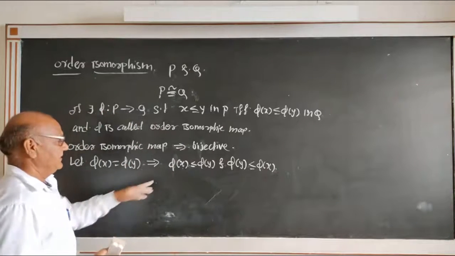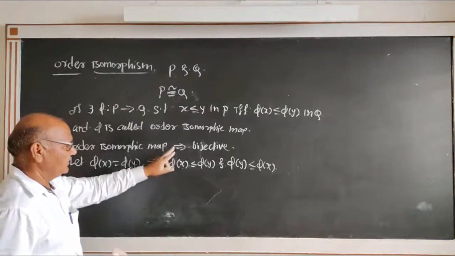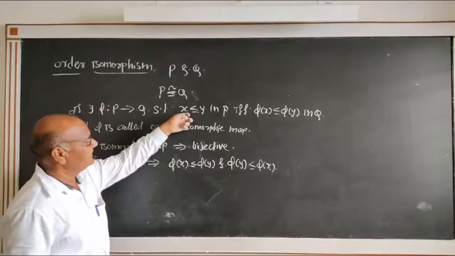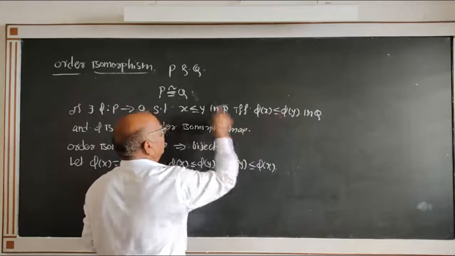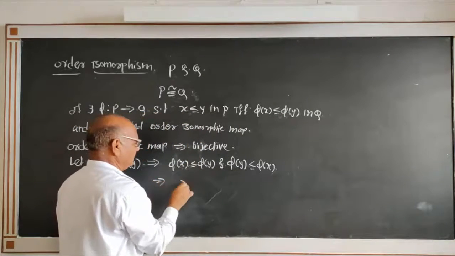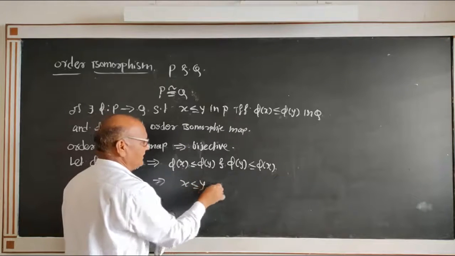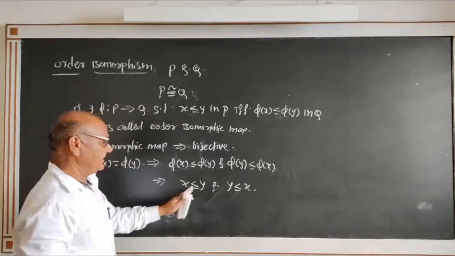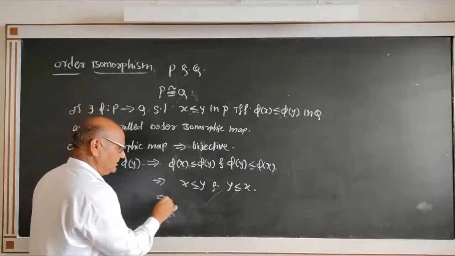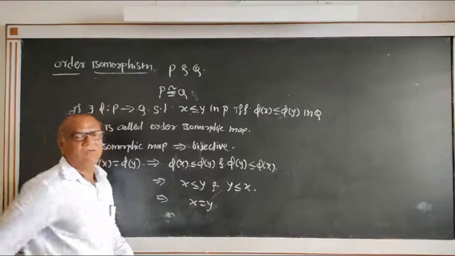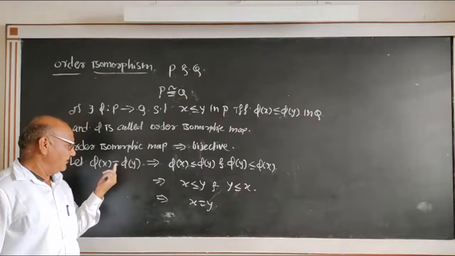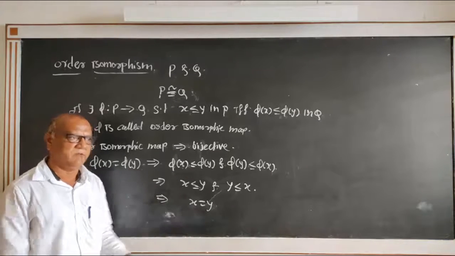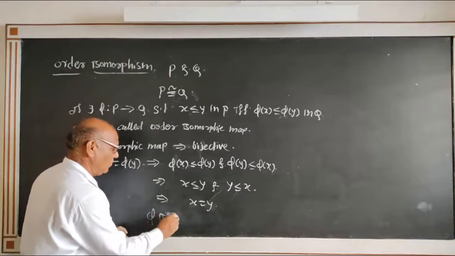Now this gives, by order isomorphism, phi of x related to phi of y, then x related to y. This implies x related to y and y related to x, that means x is equal to y. So we take phi of x equal to phi of y, we get x equal to y, that means phi is one-one.